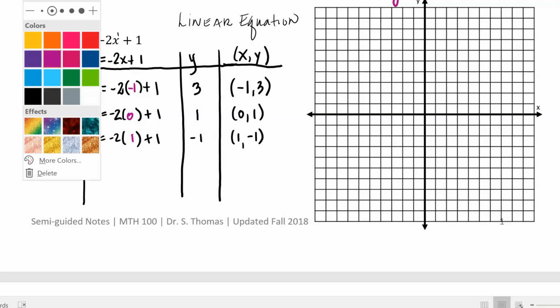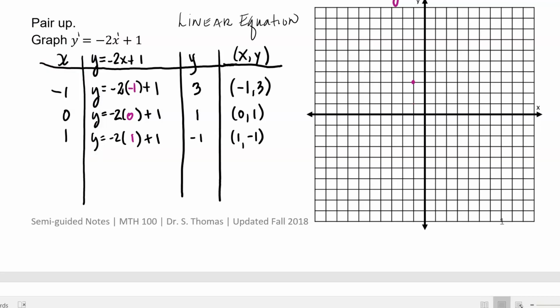So now let's plot the points. So we have the first point, negative 1, 3. So we're going to go 1 unit to the left on the x-axis and go up 3 units, 1, 2, 3. Plot that point, so that's negative 1, 3. Did that one, 0, 1. I'm going to go up on the y-axis. And we have 1, negative 1. So it's a good indication that you're doing the right thing because these points are falling in a straight line. And that's why it's a good thing to plot 3 points instead of 2.